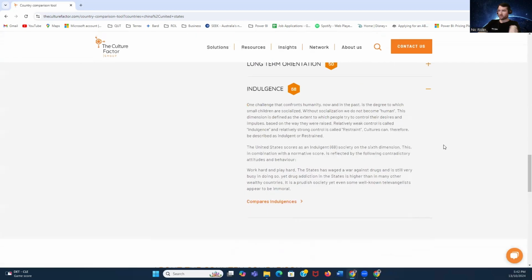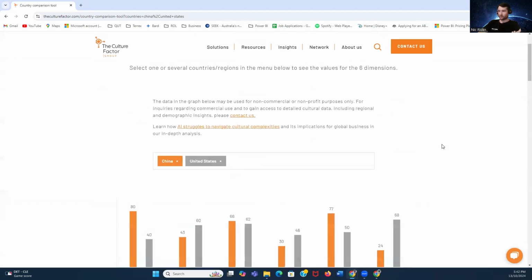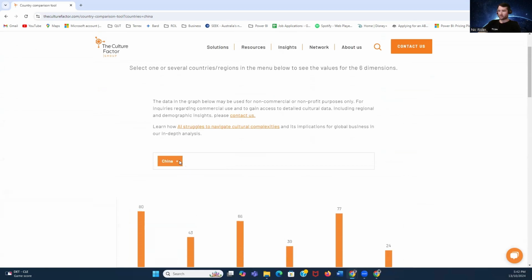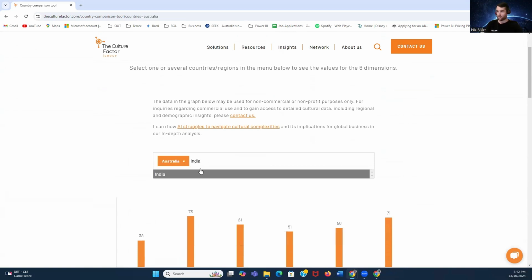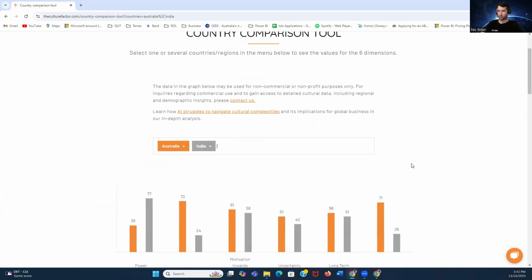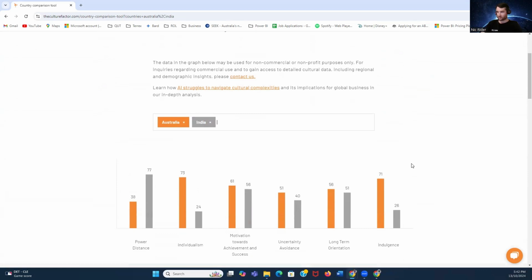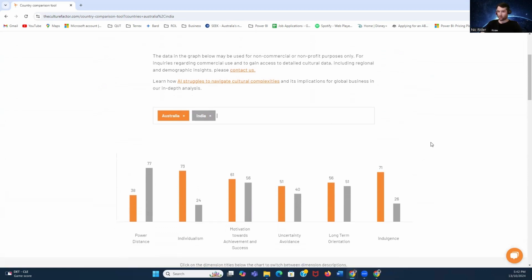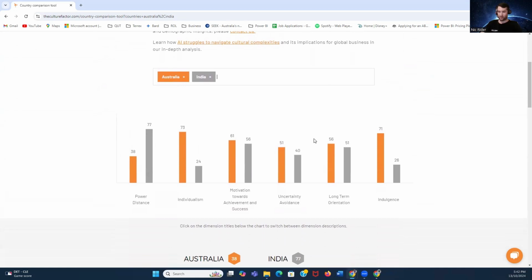So next, I'm going to do one for someone who's running an Australian business. Let's say you're an Australian business and you're dealing with India, for example. So I'm going to select Australia and India. Let's say you source some clothing or different materials from India, and you've got to trade with them.